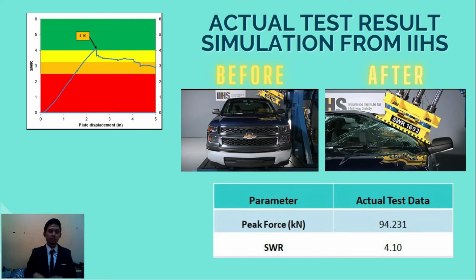Okay, so you can see that this is the actual test result from IIHS, which means Insurance Institute for Highway Safety. And you can see the graph for the actual test, it gets 4.10. The actual test SWR is 4.10, and the peak force is 94.231 kilonewton. Actually, you can see that they used the Chevrolet Silverado as a model for the actual roof resistance test.